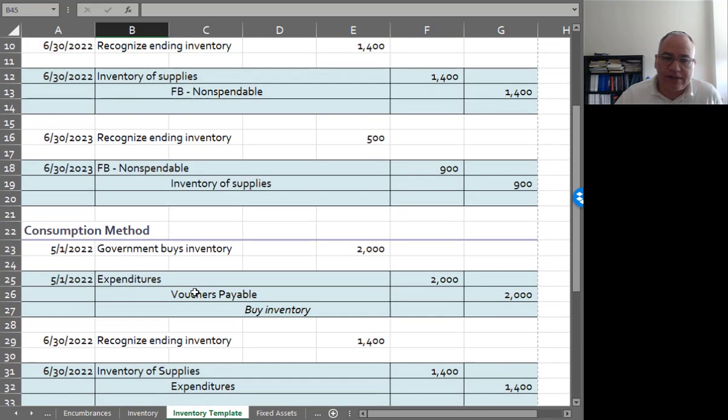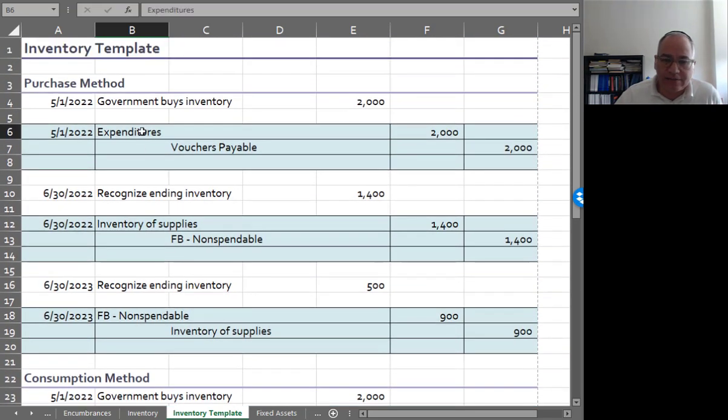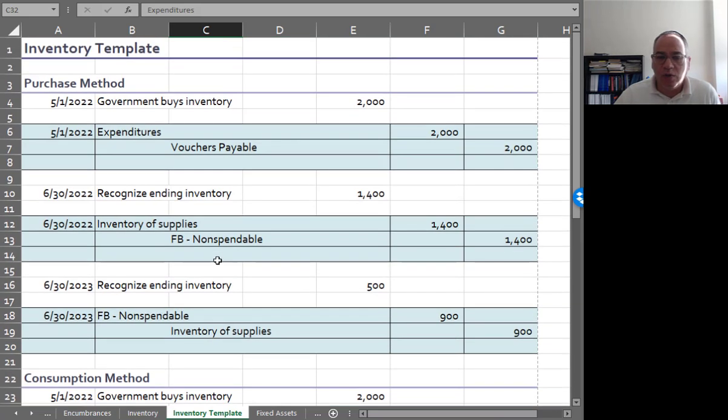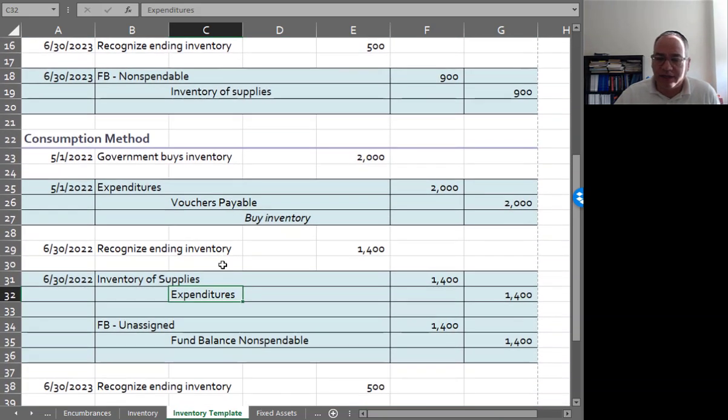So the net effect of these is the same. The one difference is whether you're recording these expenditures. So this here is going to take the $900 back out of expenditures, whereas this is just going to take them out of fund balance.